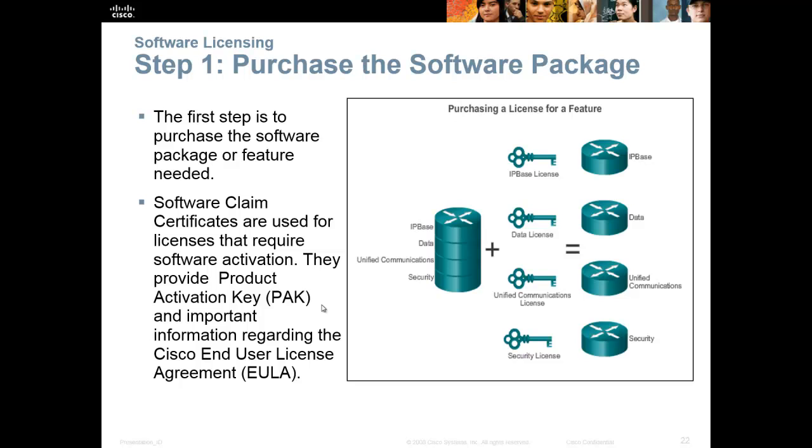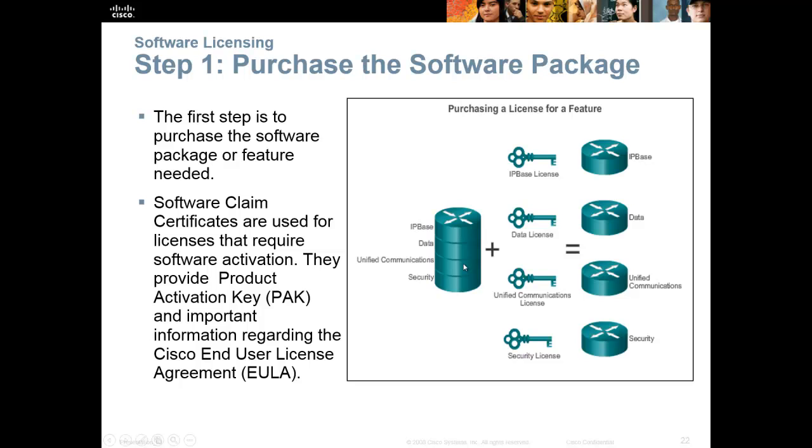All right, here's a better slide for that. So this is the universal image you get. It has IP base, data, unified communication, and security all together. By default, when you buy a device, you get probably the IP base version, and that's unlocked. But the other three are locked.